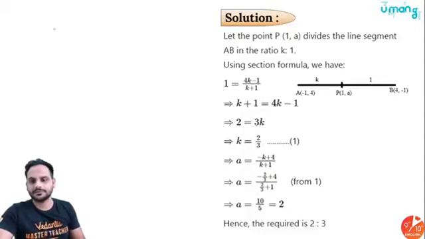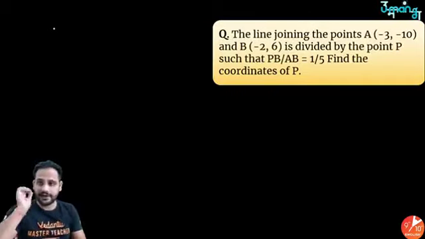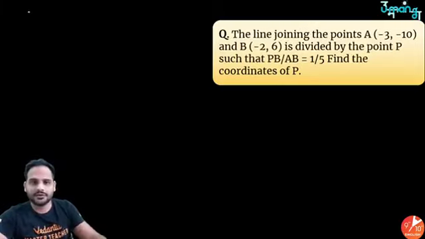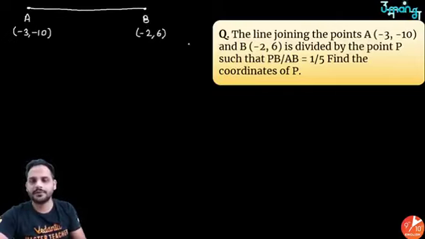Okay, next question. The line joining the points A, B is divided by the point P such that PB upon AB is 1 is to 5. Find the coordinates of P. So, let us say this is my A whose coordinates are minus 3, minus 10. Then let's say this is my point B whose coordinates are minus 2, 6. And they are saying that PB upon AB is 1 is to 5. So somewhere here suppose P is here whose coordinates are x, y.